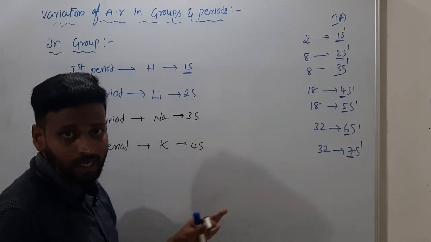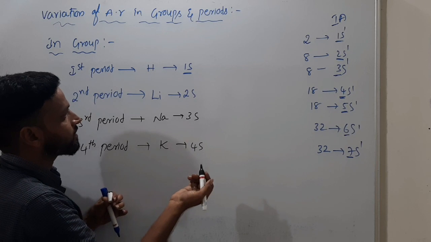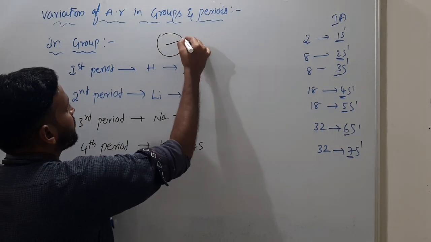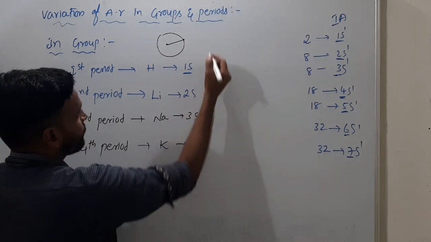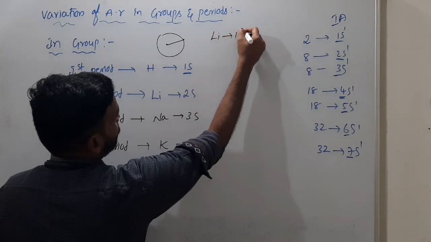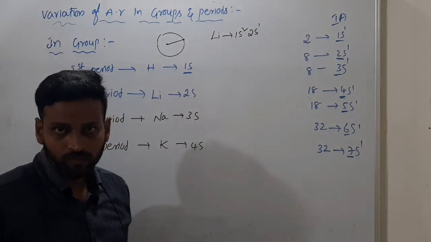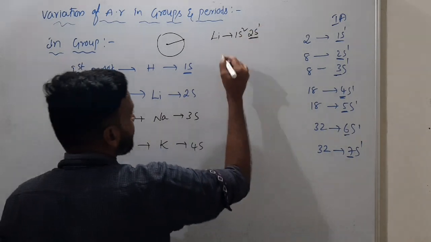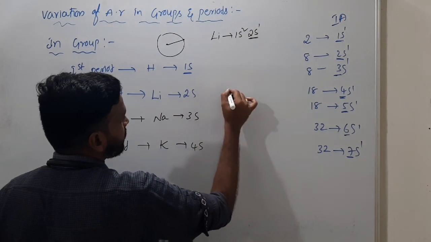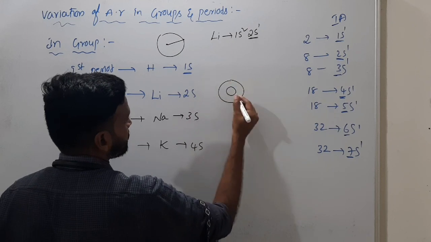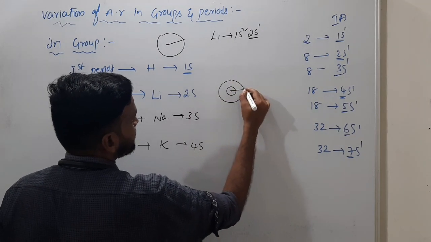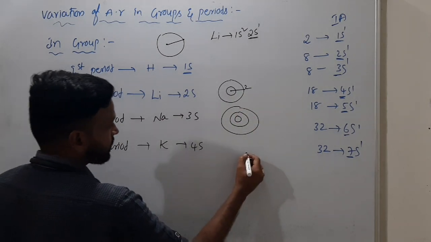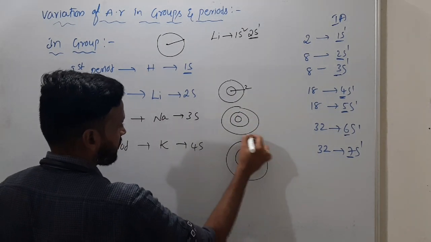I am saying the last electron, because why? Radius means, I told you, the distance from the nucleus to the outermost shell. If you see lithium configuration, 1s2 and 2s1, the last electron enters into 2s. So for lithium, what distance do you have to consider? 2 shells, from the nucleus to the second. Here you have to consider 3 shells. For potassium you have to consider 4 shells.